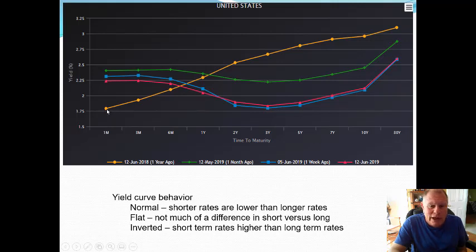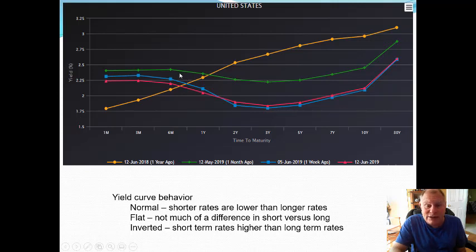So if we look here, we have a normal yield curve. Okay, shorter rates are lower than long term. And if we look at the beginning of May, a month ago, we see that the short-term rates are higher than most of these middle rates. When you get out to a 30-year, there is some gap, but this gap really isn't that big. So what it started looking like here was that it was flattening out a little bit, but it's in what we call inverted. Short-term rates are higher than long-term rates.